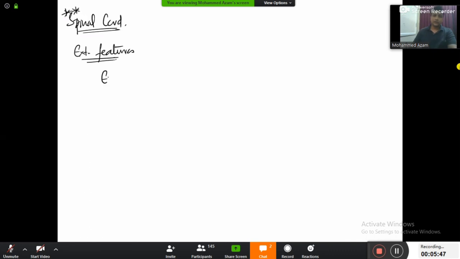So first we are going to learn about the extent of the spinal cord. Spinal cord is going to extend from where to where? Extent is actually from C1 to L1, the first cervical vertebra up to the first lumbar vertebra. And if you want to remember this one, remember it is actually up to the lower border of L1. That is from C1 to L1 and up to the lower border of L1.